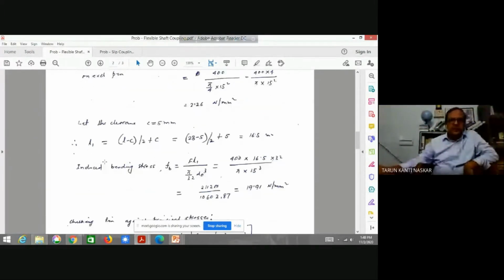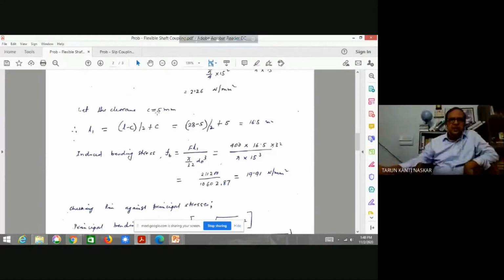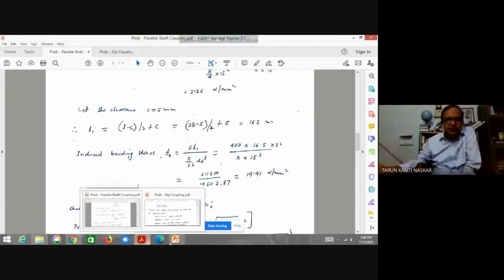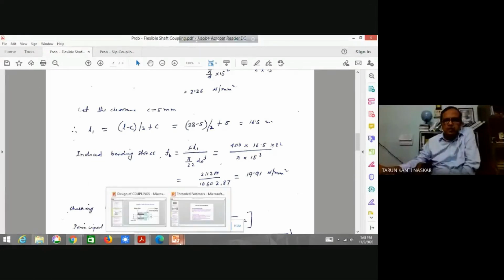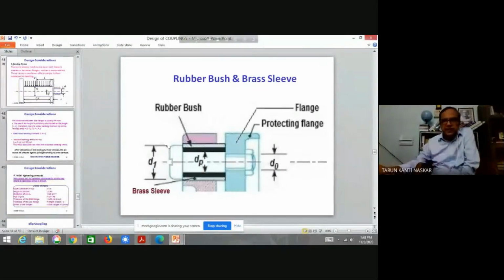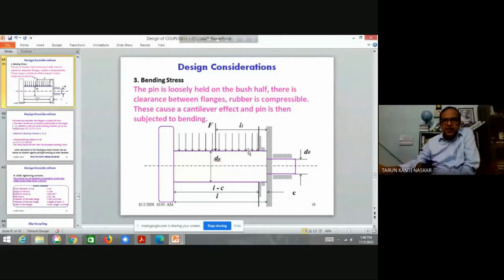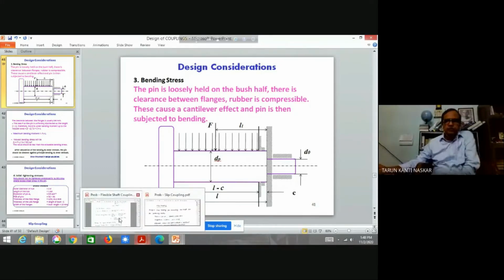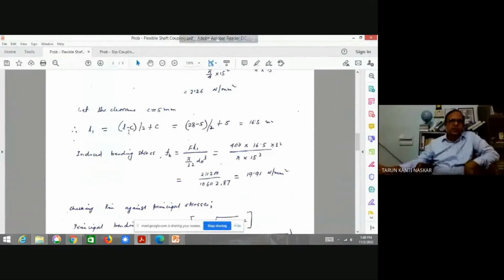And let the clearance C be equal to 5 millimeter. So this is L1. This L1 we are finding out for finding the bending moment. Now you just remember this figure. Can you see this figure? So there is a bending moment, F multiplied by L1. This L1 we like to find out. So L1 is equal to L minus C by 2 plus C, that is equal to 16.5 millimeter.